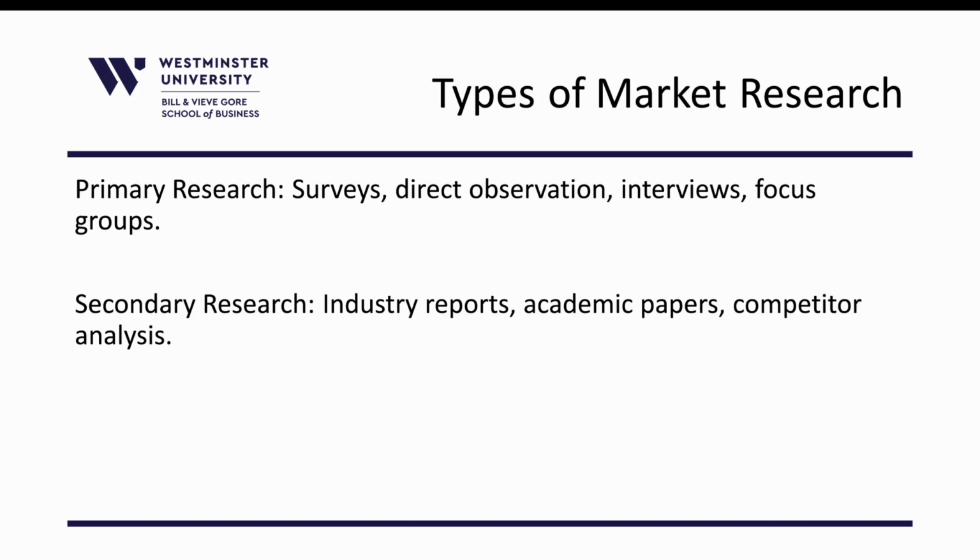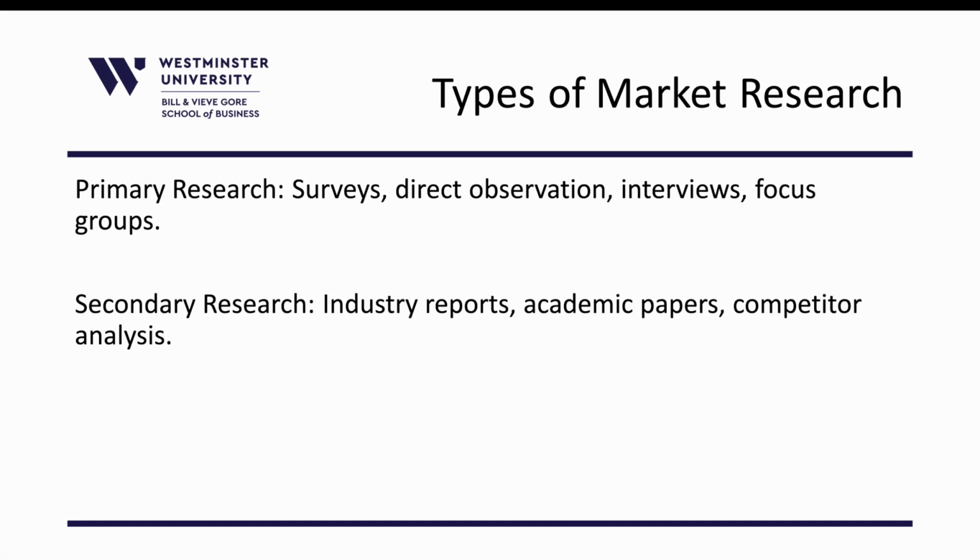Types of market research. Market research can be classified into two main types: primary and secondary research. First, primary research. This involves collecting data directly from the source. Methods include surveys, interviews, and focus groups. For example, you might conduct surveys to understand customer satisfaction or hold focus groups to get feedback on a new product.